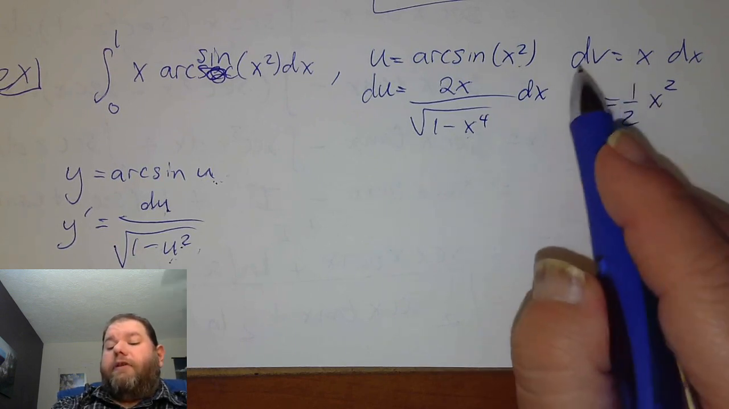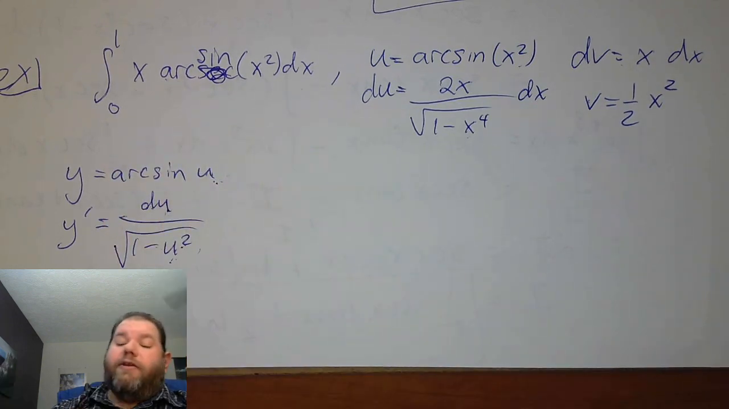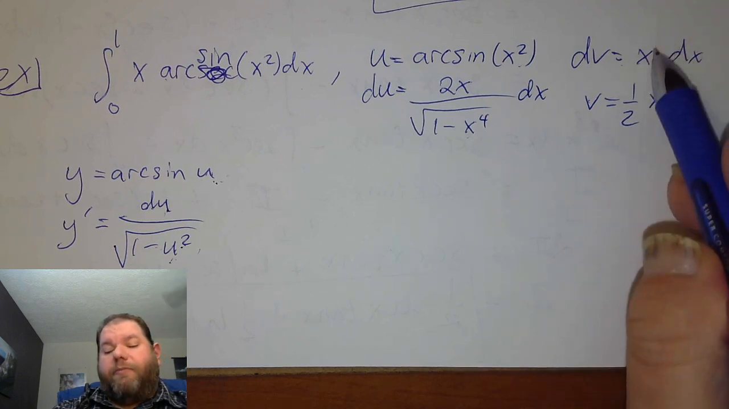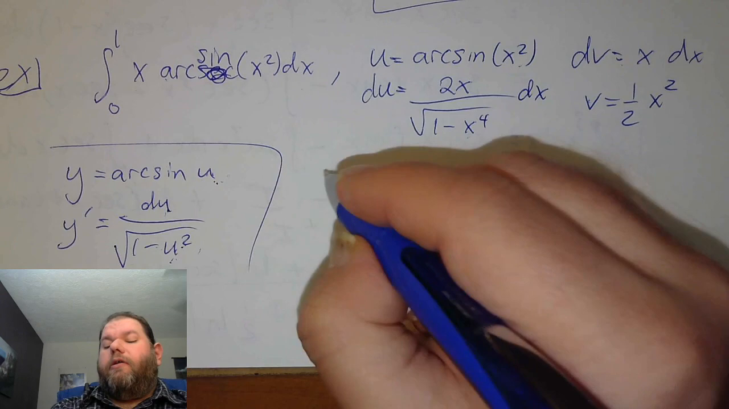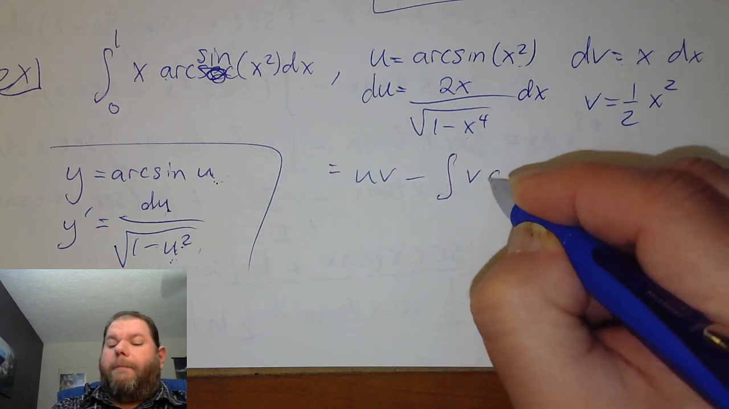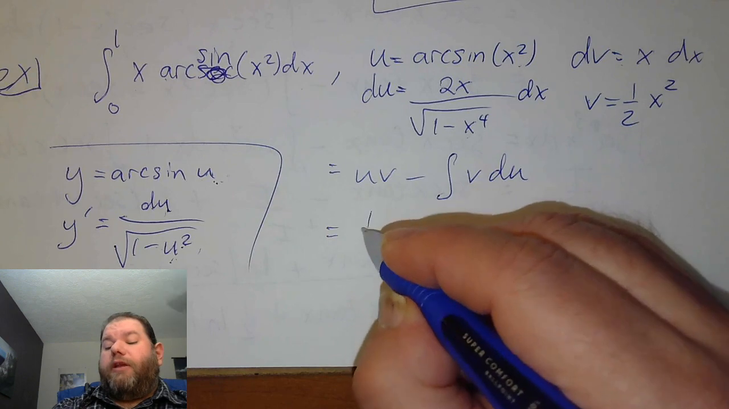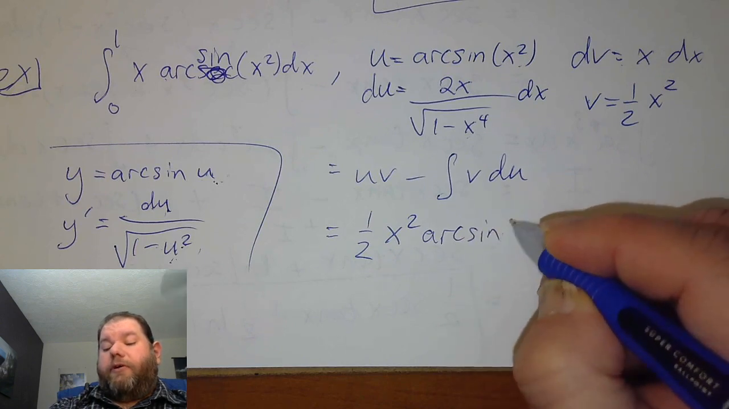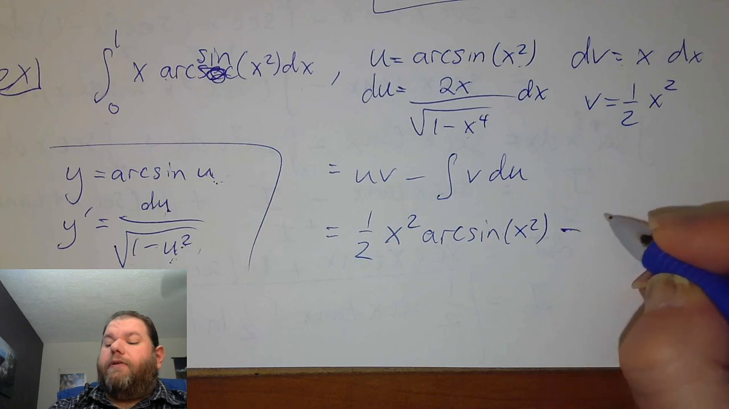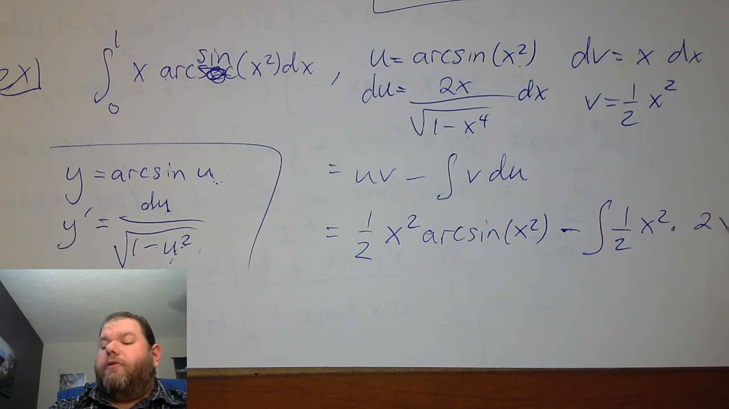Okay, and so that leaves dv as x times dx. So here's our u, and then dv is outside of that. And then the integral of x is 1/2 x squared. We'll make sure we complete that power rule. Alright, so u times v, I'm actually going to put 1/2 x squared first, times the arcsine of x squared, minus the integral of v times du, so 1/2 x squared times 2x over the square root of 1 minus x to the fourth dx.